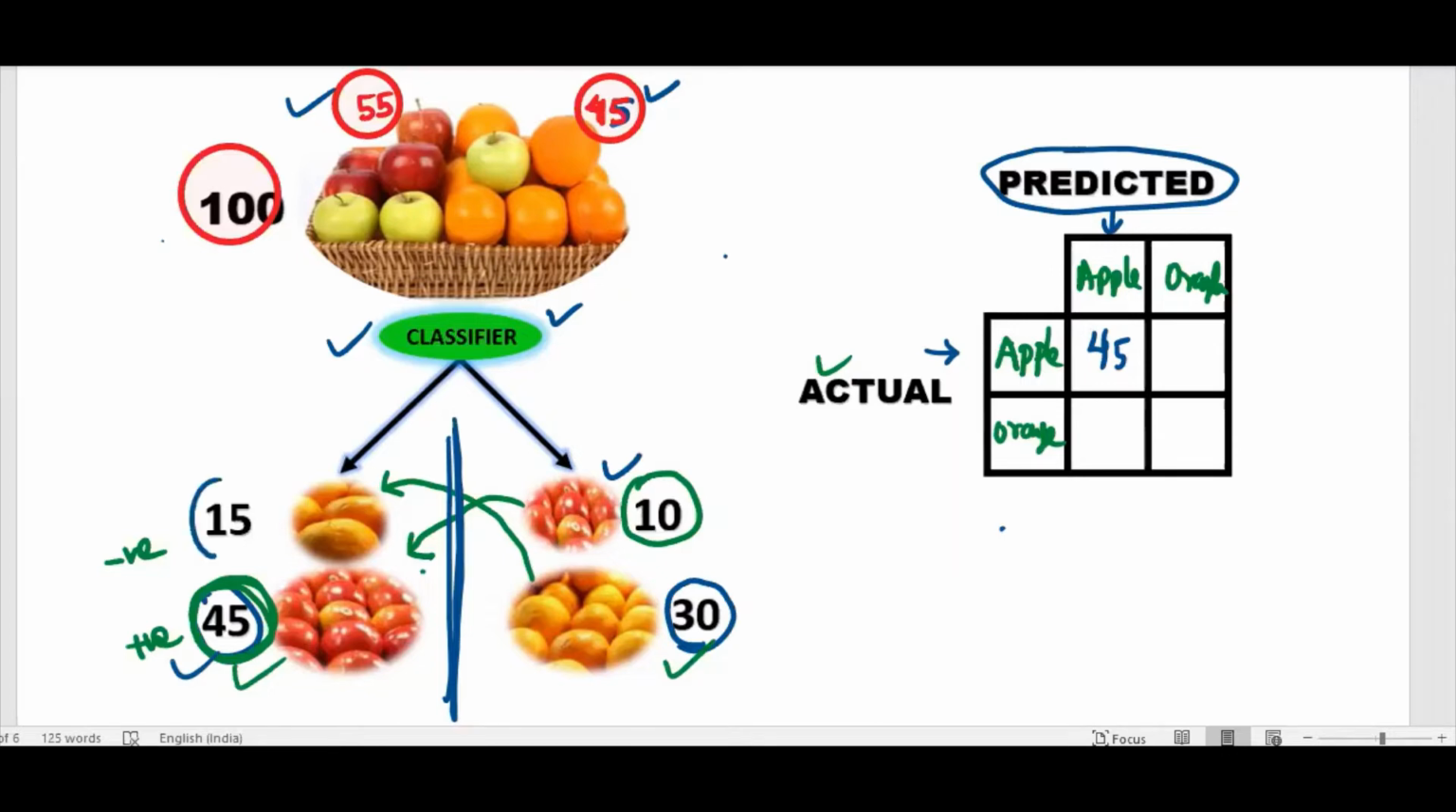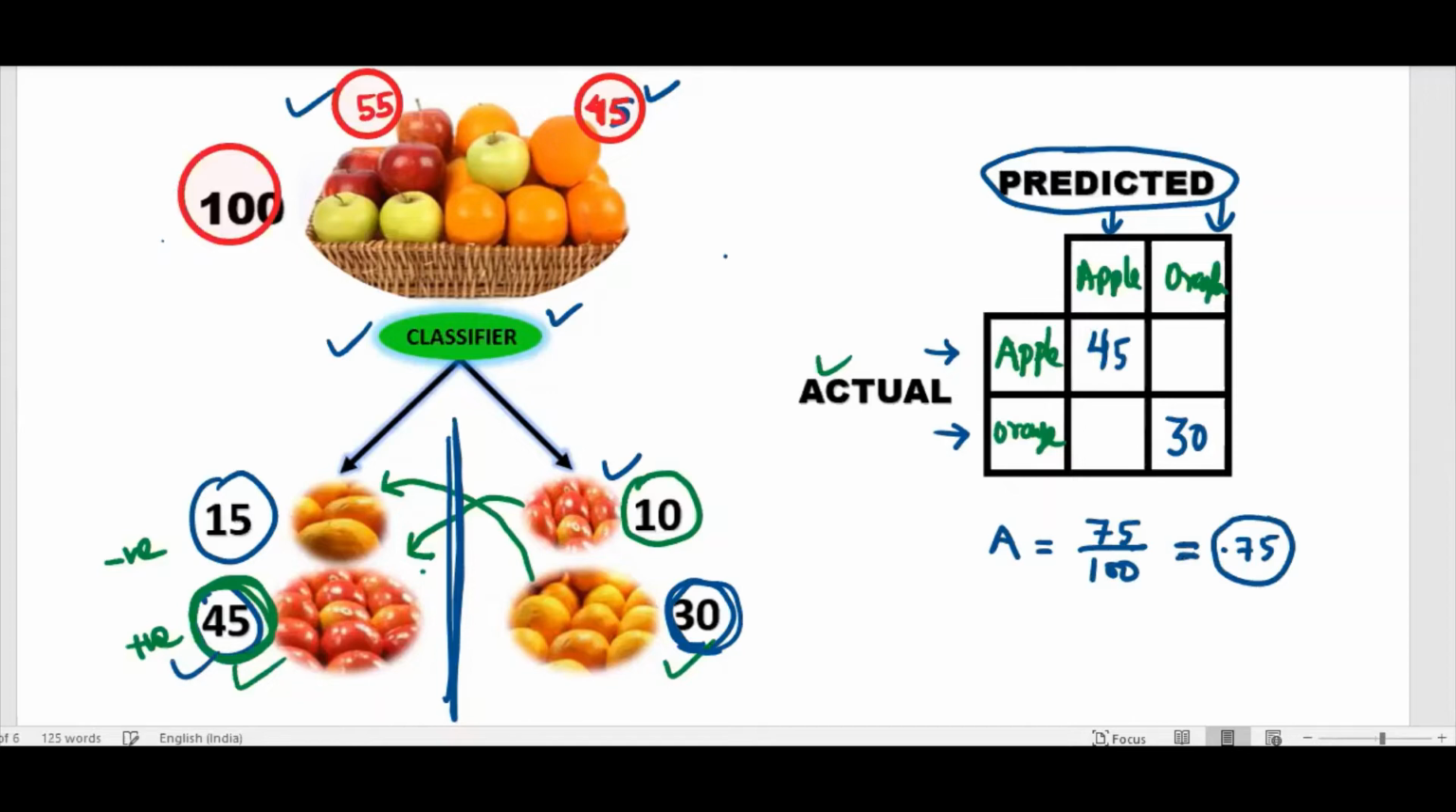Let's take this one and this one first. In the second one, if you see 30, there are 30 oranges, more than 30, 45, but 30 oranges, they came to this side. So orange actual and predicted also orange. So 30, 45. So when we say accuracy, it's a very simple one. 45, 30, 75. 75 divided by 100. The total is 100. So that is 0.75.